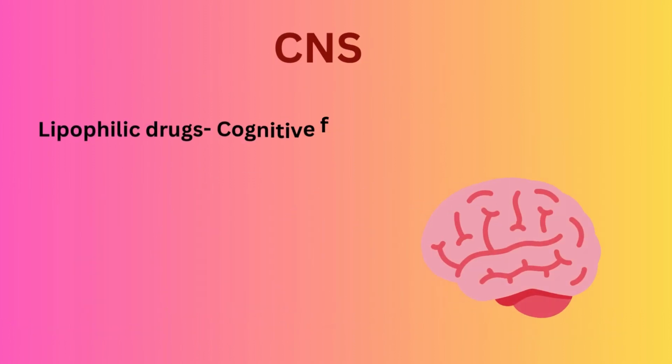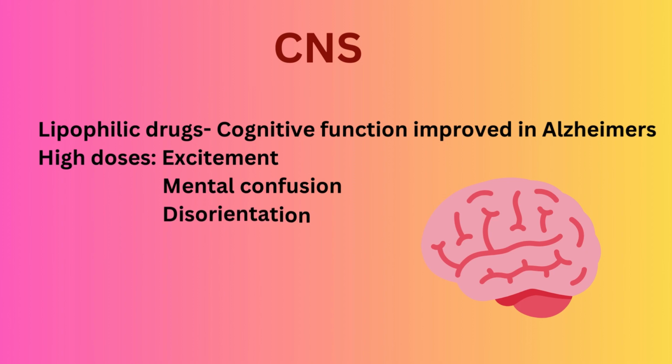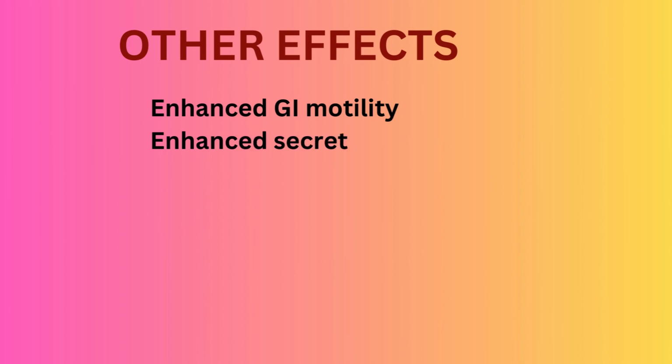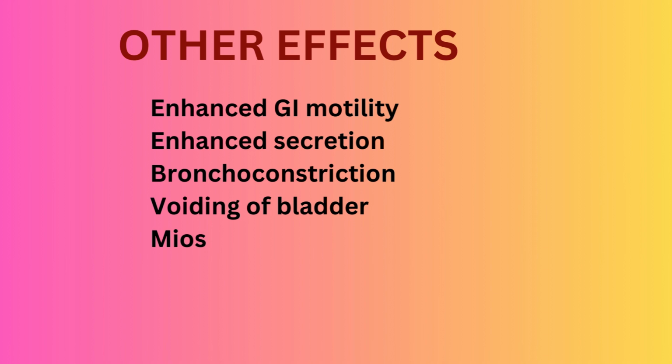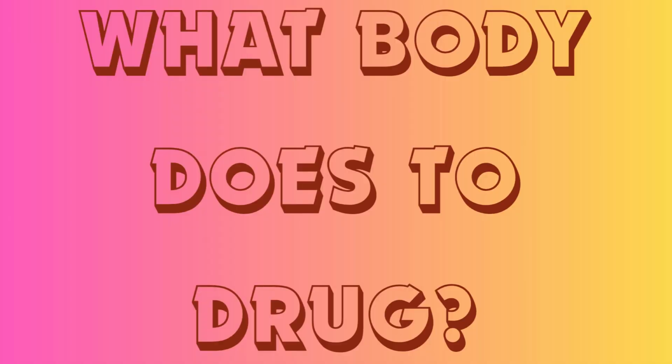Lipophilic anticholinesterases penetrate into the brain and cause improvement of cognitive function in Alzheimer's. High doses of anticholinesterases in the CNS lead to excitement, mental confusion, disorientation, tremor, convulsion, and coma. Other effects of anticholinesterase include enhanced gastrointestinal motility, enhanced secretion, bronchoconstriction, voiding of bladder, miosis, contraction of ciliary muscles, and lowering of intraocular tension. So now we know how these drugs act in our body.